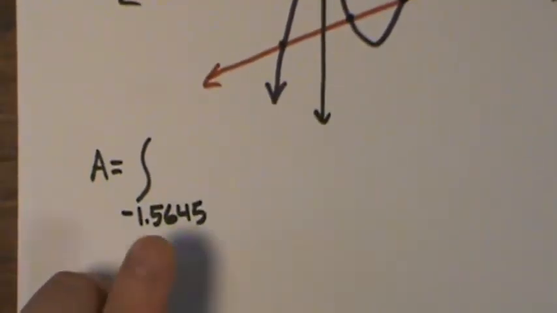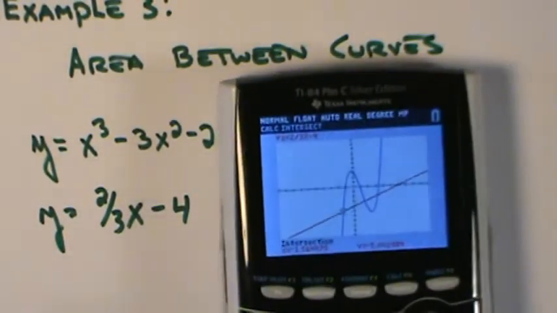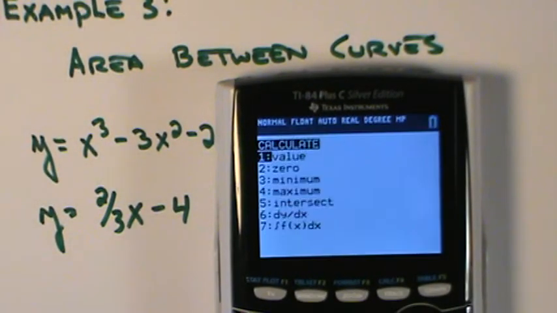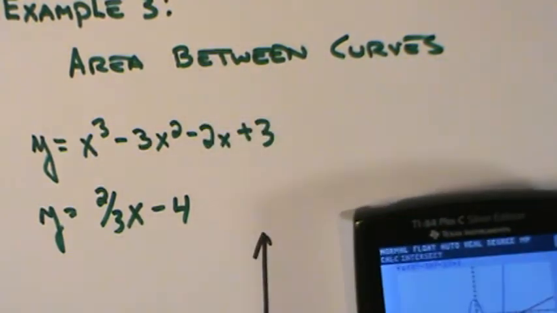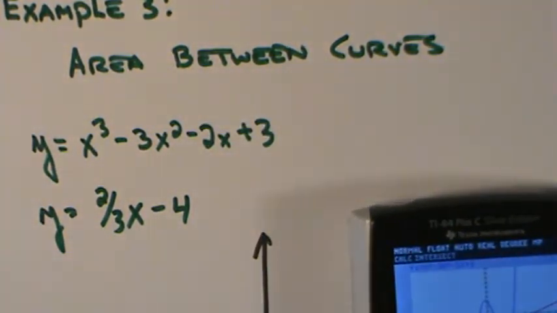All I did was put the lower boundary here, the lower limit. Second calc, option 5. First curve, second curve, and get close to that point there. And it tells me this intersects at 1.4253.